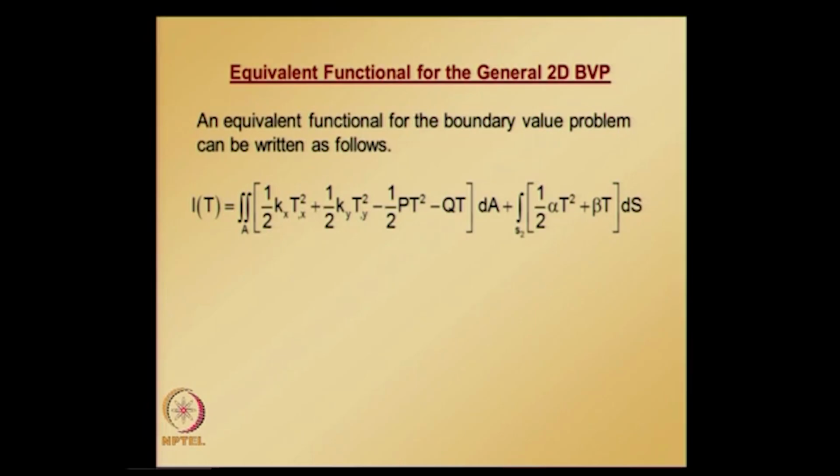where I is the equivalent functional and k comma subscript x is the first derivative of k with respect to x. Similarly, t comma subscript x is the partial derivative of t with respect to x. Similarly, k comma y, t comma y, where t comma x is the partial derivative of t with respect to x, and t comma y is the partial derivative of t with respect to y.